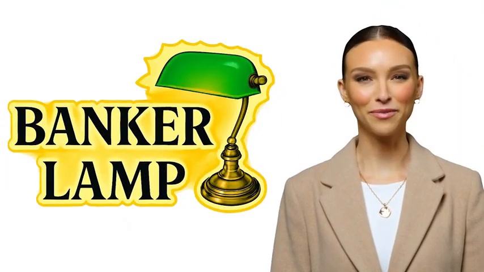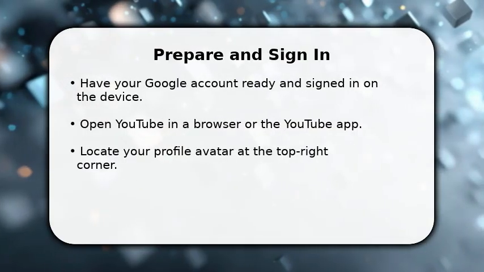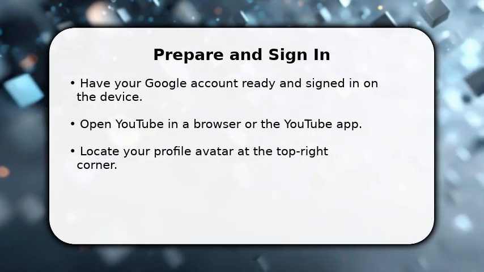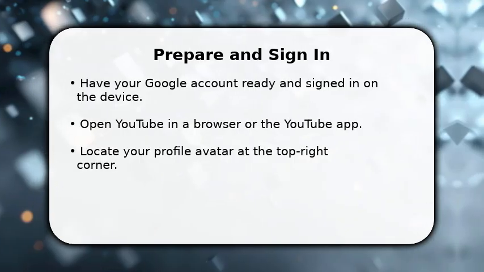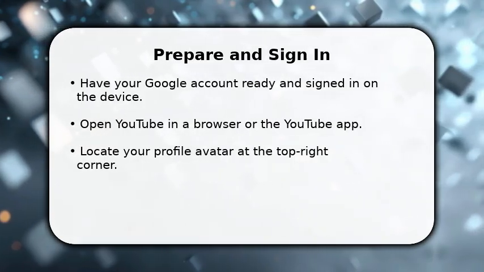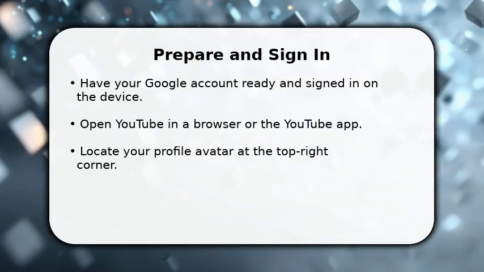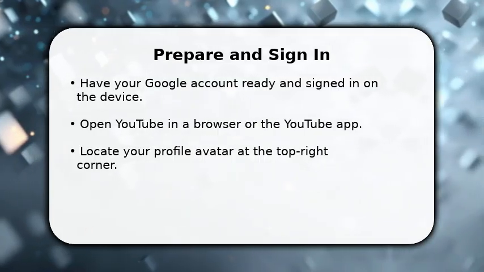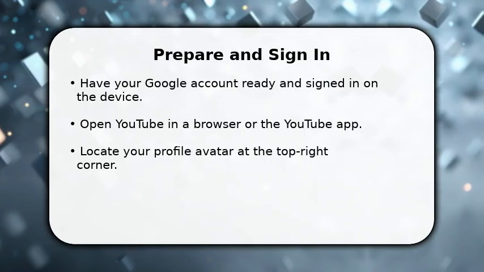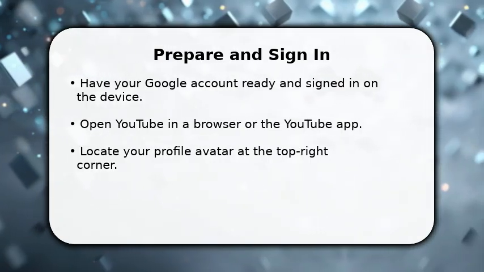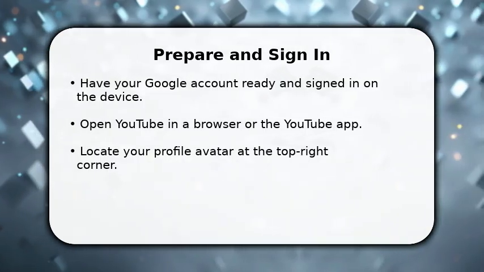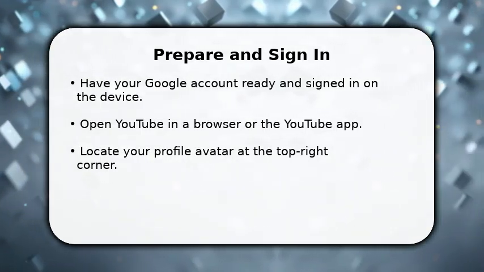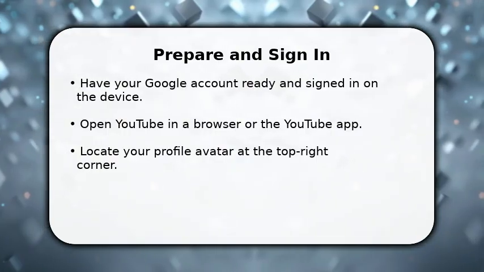You start by making sure you're signed into the Google account tied to your channel. This gives YouTube the rights to show Studio controls. Once signed in, open YouTube and focus on the top right area where your avatar lives. Click or tap that avatar to open the account menu. This is the gateway. From this menu, you can access channel options and YouTube Studio. Do this now so you can move straight into management tools without extra setup steps.